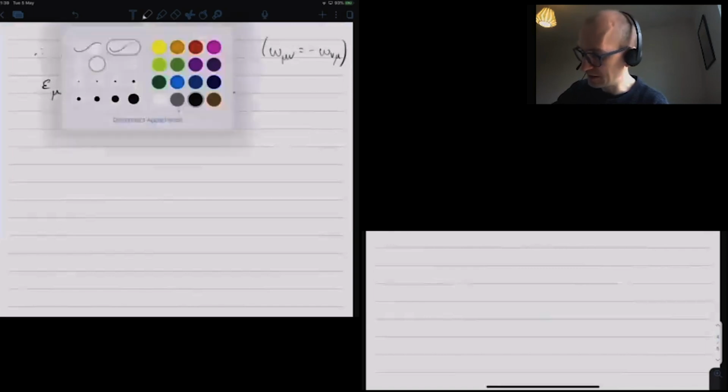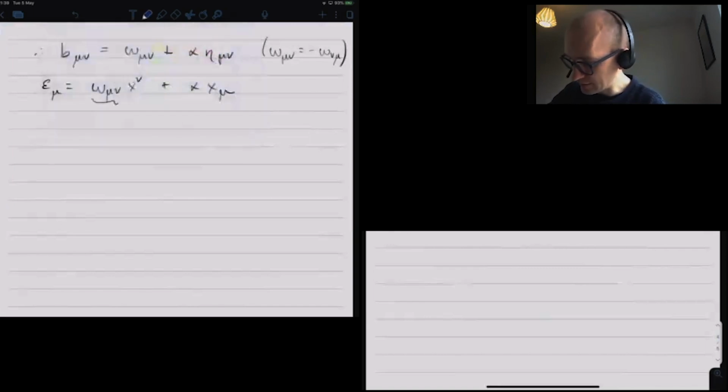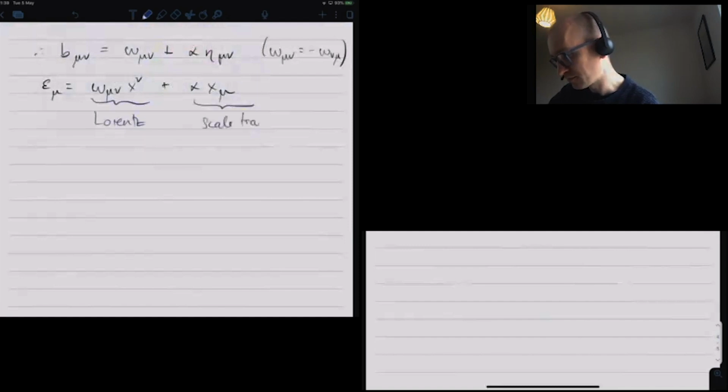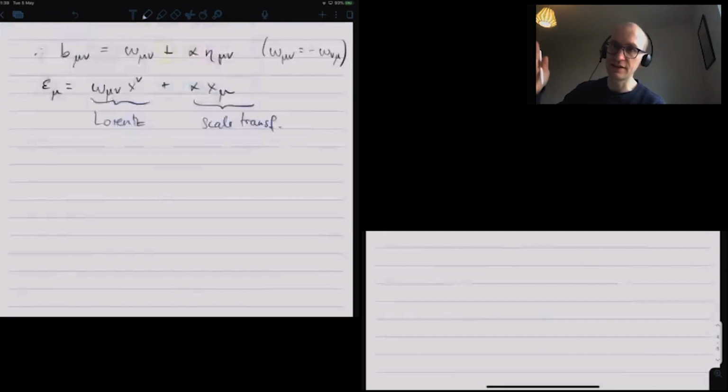And we recognize this as just a Lorentz transformation. This is really the omega of the Lorentz transformation. And this thing here is a scale transformation, where we just rescale the length by alpha of x.